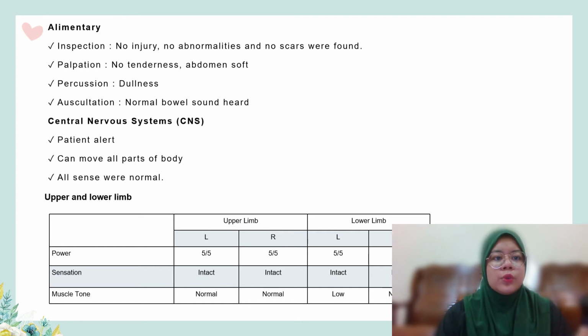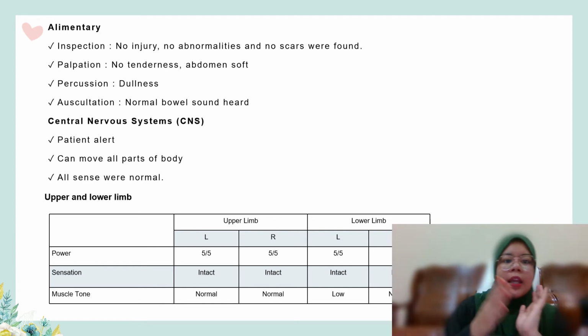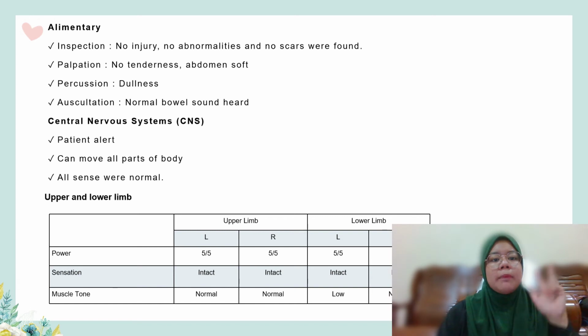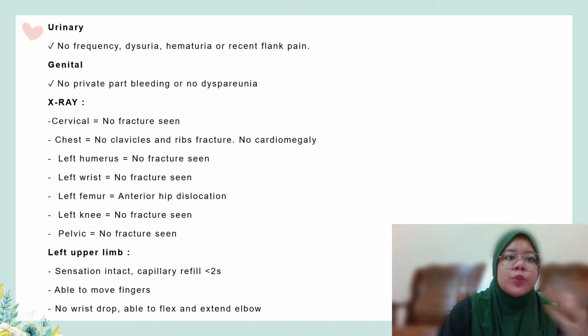And then we go to the central nervous system. Patient is alert and can move all parts of the body, and all senses are normal. Okay, here is the table you can see. In the upper limb and lower limb, we look for the power, sensation, and muscle tone. Okay, after that we go to urinary, no dysuria or hematuria. On genital, no private part bleeding.